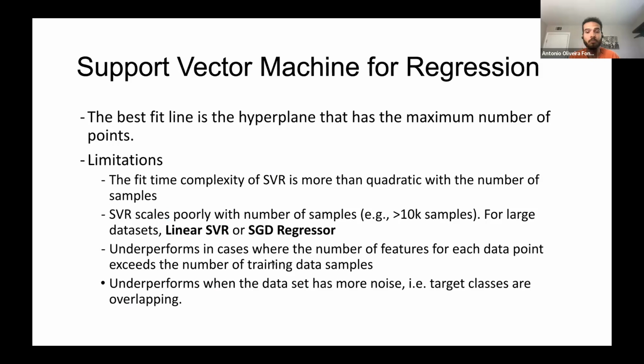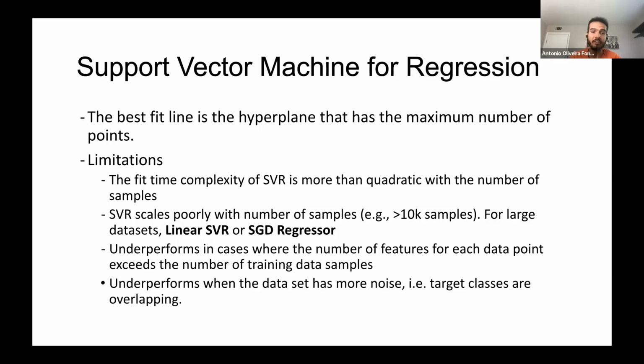Now, some cons. I have been talking about all the benefits of using support vector machine for regression, which is this degree of flexibility that you get, like how much error we are willing to take. But there are some cons with respect to the use of support vector machine for regression, and that's why it's not as popular as perhaps using neural networks for regression. So, the fit time complexity for support vector regression is more than quadratic, so you have an issue with respect to how many points you can actually run with it.